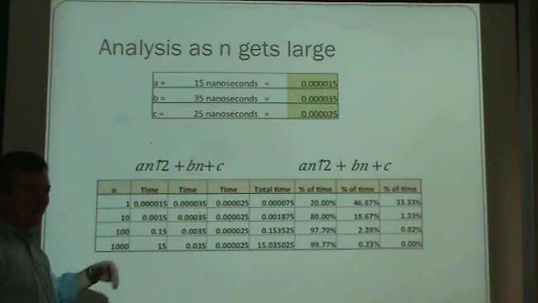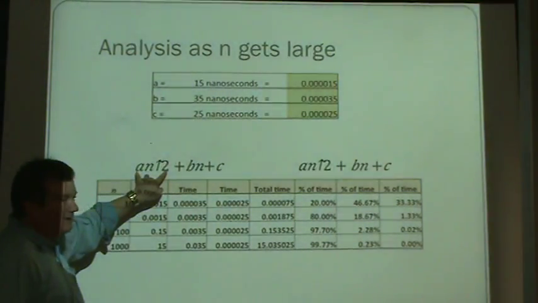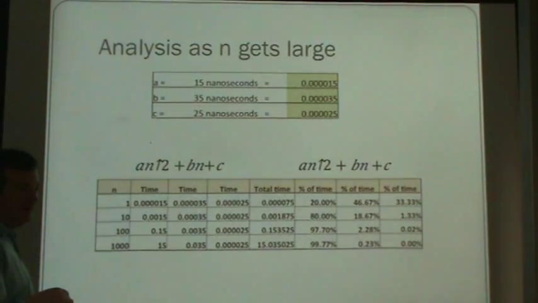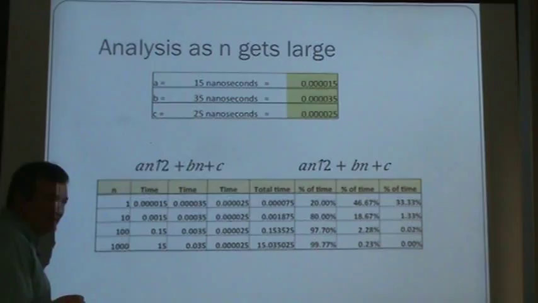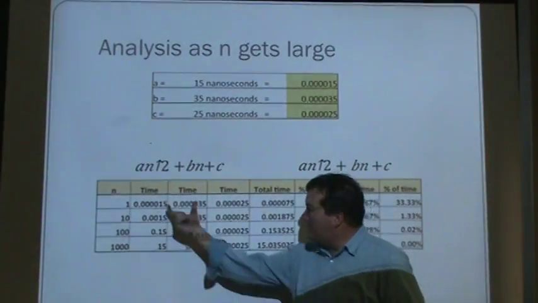How would you make that statement, that when n becomes very large, this part dominates the algorithm? Is there a way to phrase that? Any ideas? Like I said, we have three components.